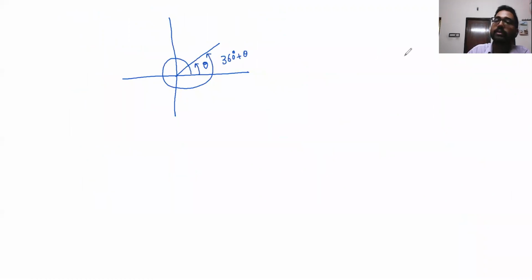Suppose if I have something like this. So if I say theta is this, theta and 360 plus theta are going to be the same actually, isn't it? So in one case we have theta, and in another case we have 360. So 360 is one cycle plus theta. So they are going to be the same. So we will come back to the same position.